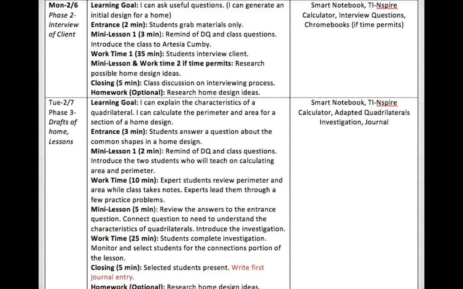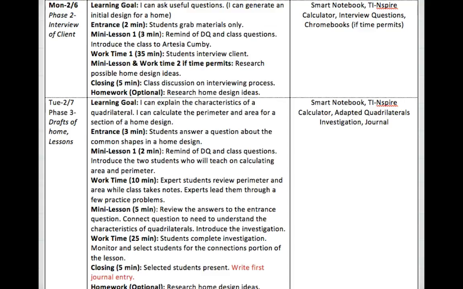But I had decided to do a home design. The students ended up designing a home for a family that lived in Oklahoma City. And one of the things that occurred is that after they got introduced to the problem, they needed to actually interview the client. So one of my lessons is actually about interviewing. The learning goal was, I can ask useful questions. I can generate an initial design for a home was the secondary one.